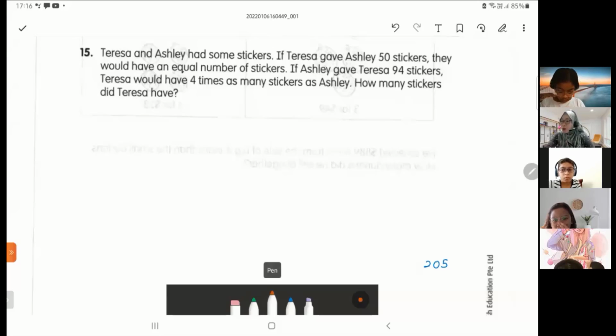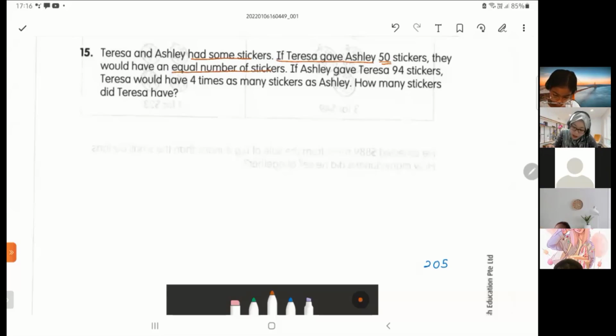Okay, so for this question, Teresa and Ashley had some stickers. If Teresa gave Ashley 50 stickers, they will have an equal number of stickers. If Ashley gave Teresa 94 stickers, Teresa would have 4 times as many stickers as Ashley. How many stickers did Teresa have?